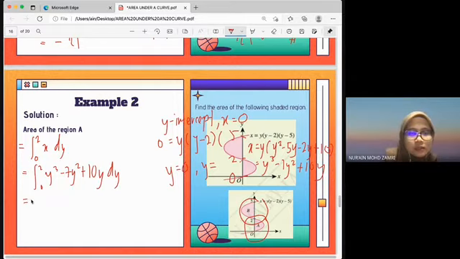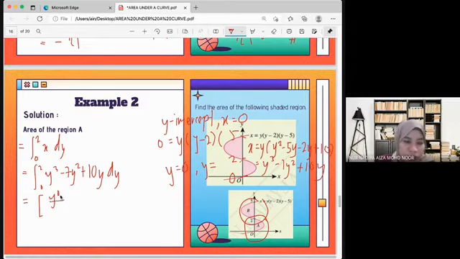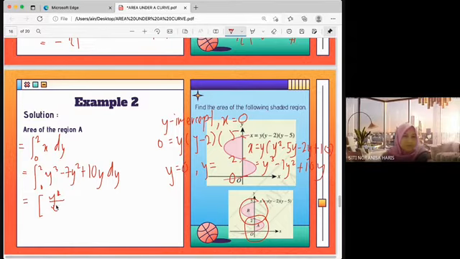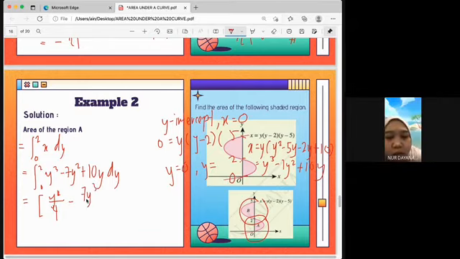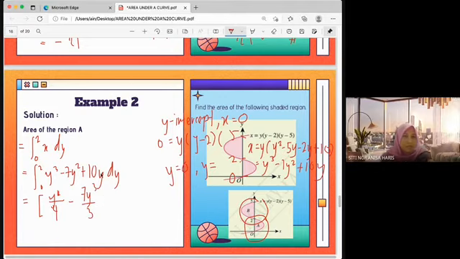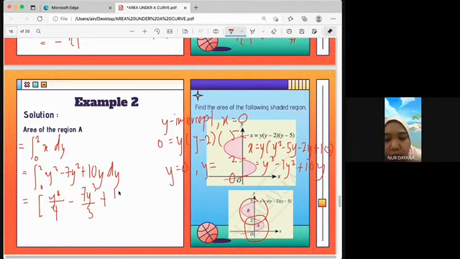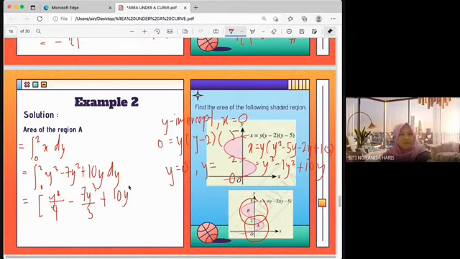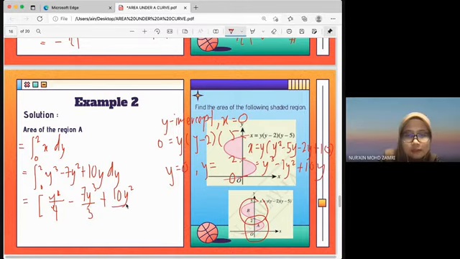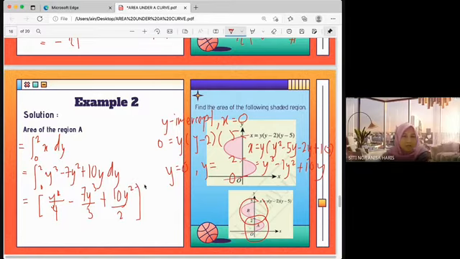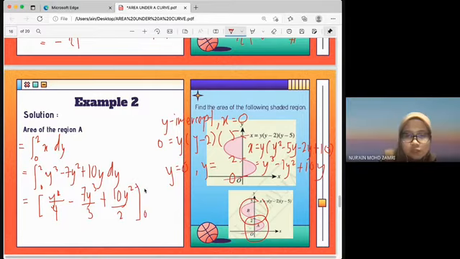Yes, correct. Integrate first, you will get y to the power of 4 over 4, minus 7y cubed over 3, and then plus 10y squared over 2. Yes, correct. Thank you, student. And then close the bracket, put the limit 0 to 2.